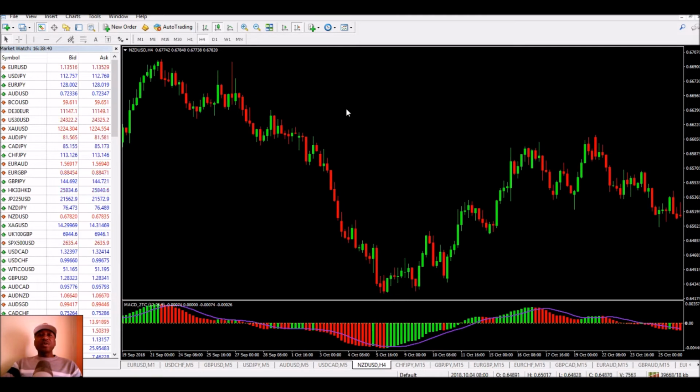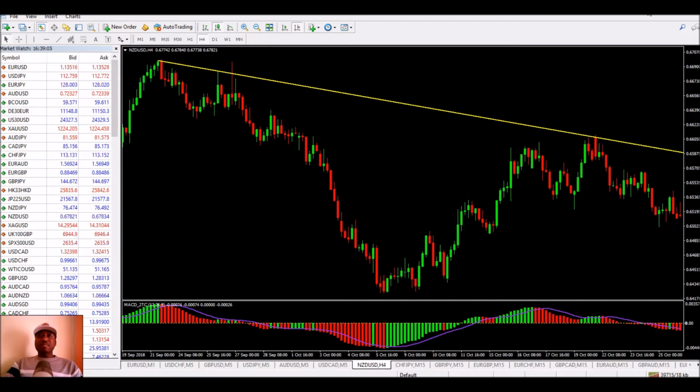At this point we have a downtrend line here, so we want to say our point A here, our point B here, and our point C here. So let's draw our trend line at this point. Let's connect point A to point C, right? We have our trend line connecting A and C. Here is our point A, point B, and point C.